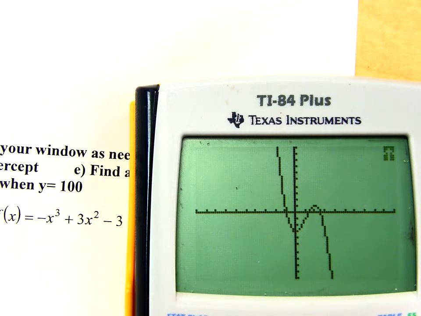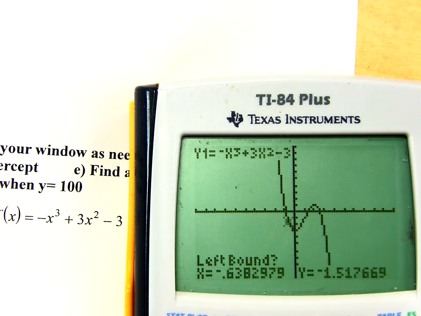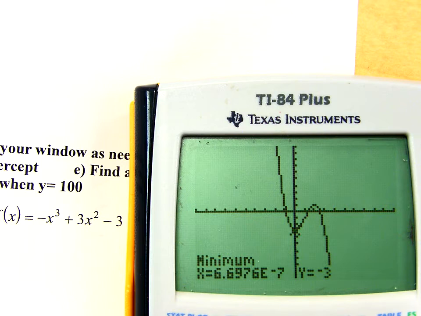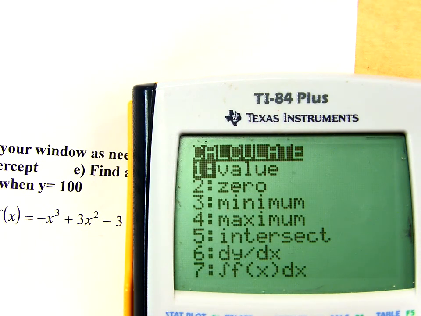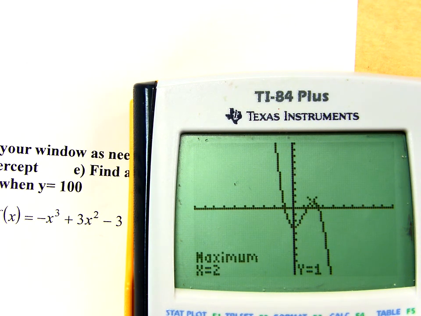So did everybody find the 2? So the first one is a min. Hopefully you found it to be at 0, comma negative 3. Did you? Okay. And then the next one is a max. Choice 4. Enter. 2, 1? Yeah? All right, pretty good.